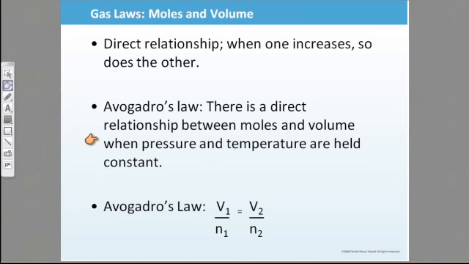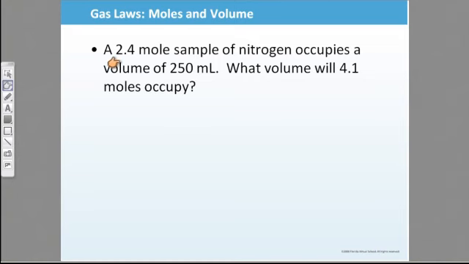Again, using the balloon example, if you haven't closed it off yet and you're blowing into it, you're putting more gas particles into it, so the volume is getting bigger. So the mathematical relationship, because it's direct, we're dividing, so it's V1 divided by N1 equals V2 divided by N2. And again, N represents the number of moles. So an example for this one: a 2.4 moles sample of nitrogen occupies a volume of 250 milliliters. What volume will 4.1 moles occupy?